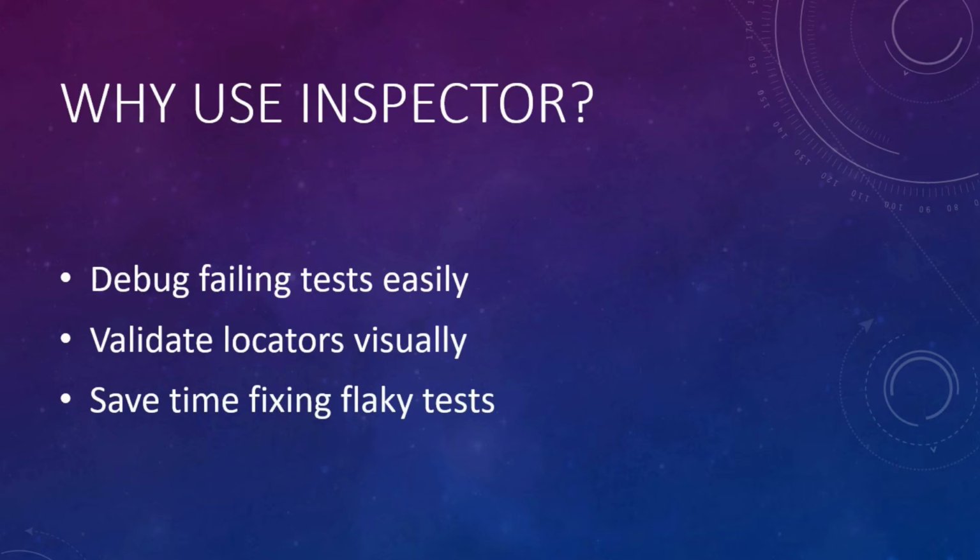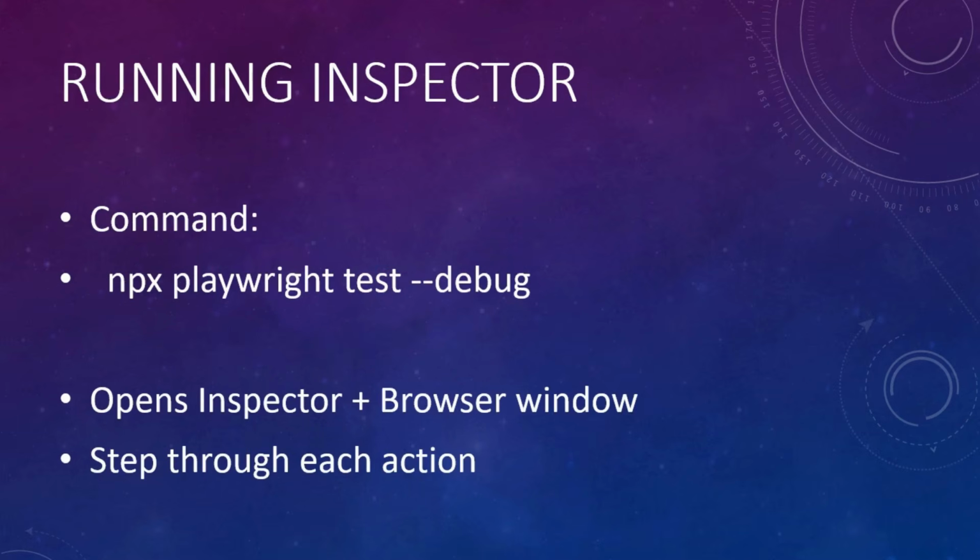When a test fails, we usually go back to logs or rerun blindly. Inspector removes the guesswork. You can pause, check elements visually, and confirm if your locator is correct. This is a huge time saver, especially in large projects. To use Inspector, simply add --debug to your Playwright test command. This opens a browser along with the Inspector window. You can then step through each action, pause, resume, or retry specific steps.